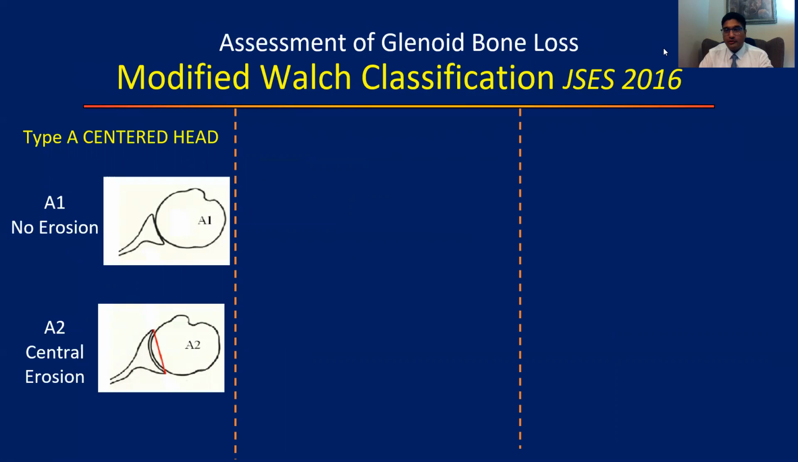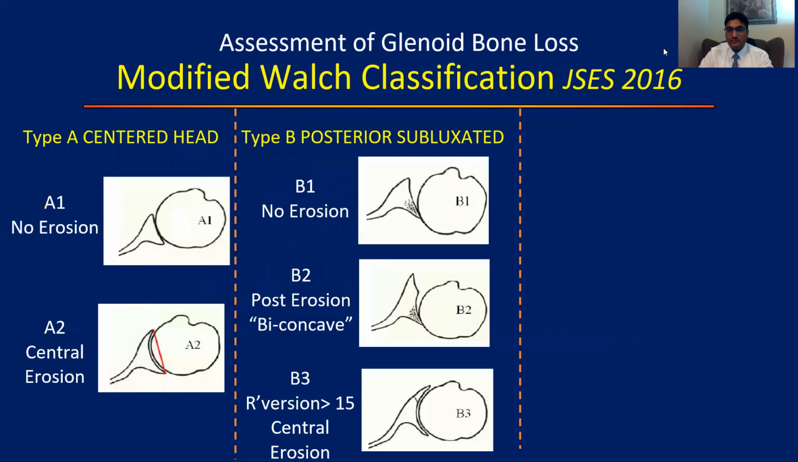This classification was modified in 2016 to have more types of glenoids. Type A is a centered head. A1 is without erosion. A2 is central erosion. Type B is posteriorly subluxated, meaning the posterior subluxation is more than 55%.